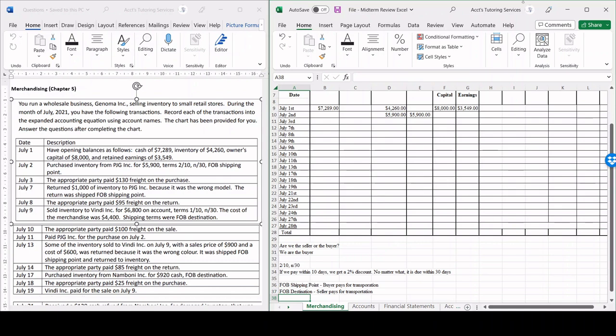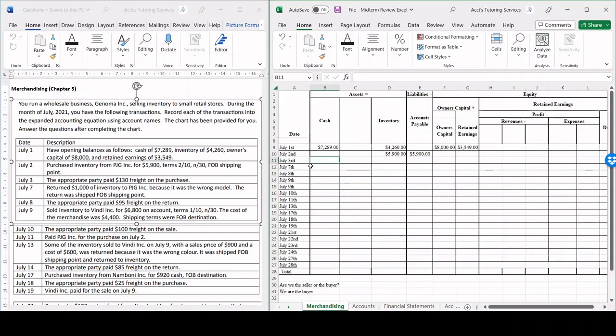So in this case, on July 3rd, the appropriate party paid $130 freight on the purchase. Since we're the buyer and it's FOB shipping point, we're going to pay for transportation. So our cash is going to be reduced by 130, a negative 130 decrease. And this is the added cost of us getting the inventory, so inventory is going to increase by $130.